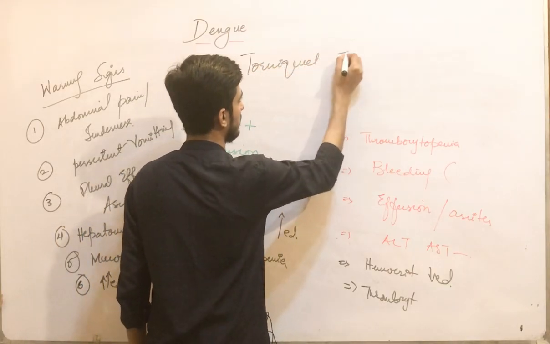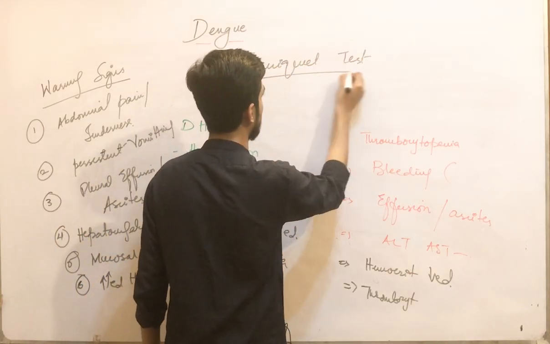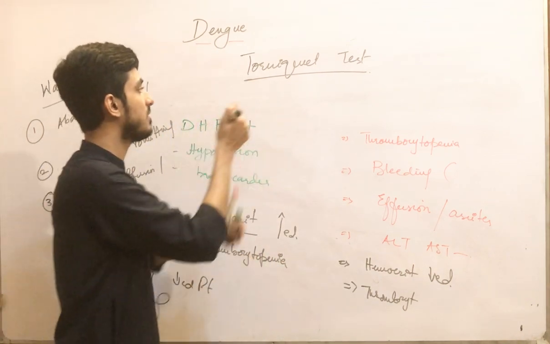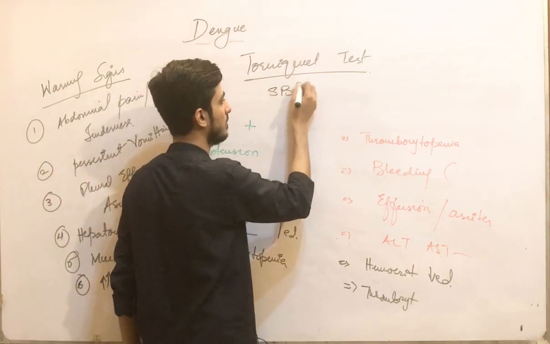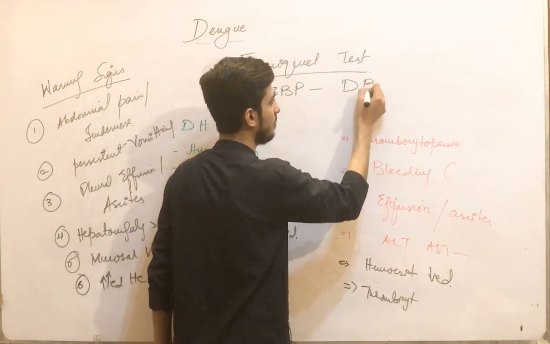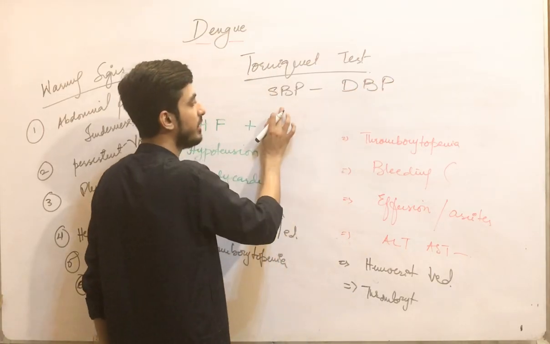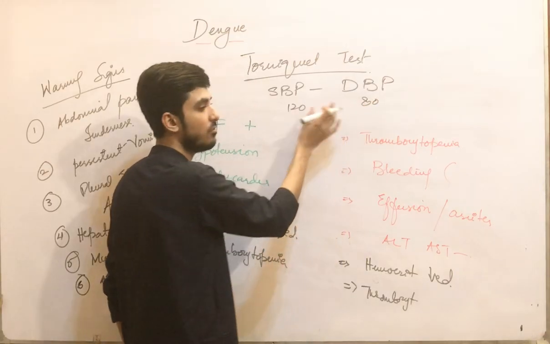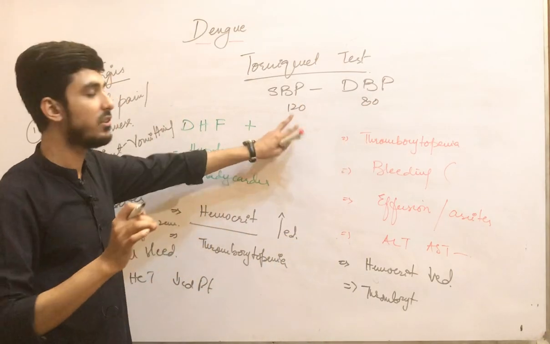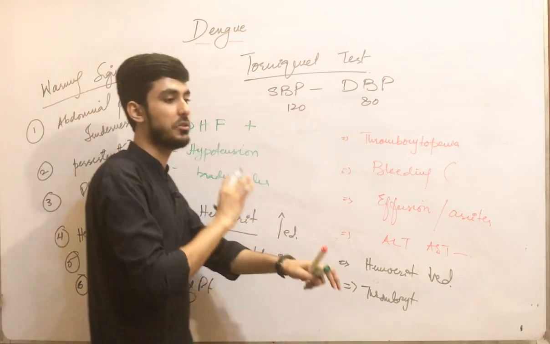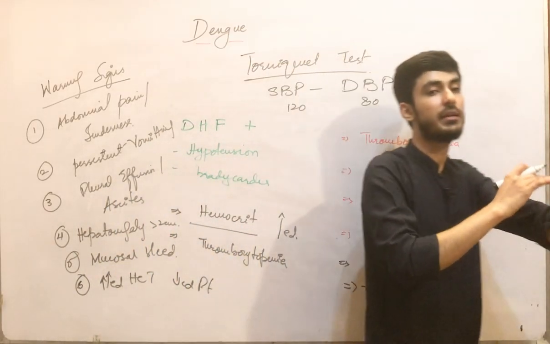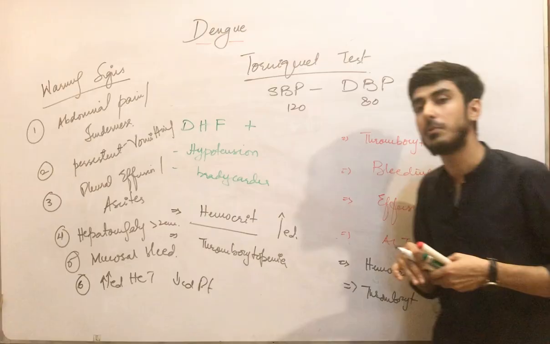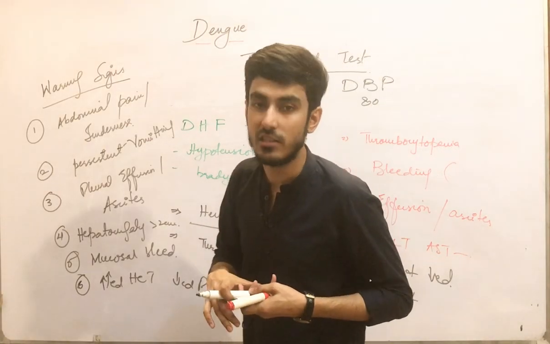Tourniquet test: you have to inflate the BP cuff in between systolic and diastolic BP. Systolic is 120 and diastolic is 80. In between these two you have to inflate the cuff, leave it for 5 minutes and see the patient. If the patient develops petechiae on the hand, then this is a sign of thrombocytopenia, a sign of capillary fragility.